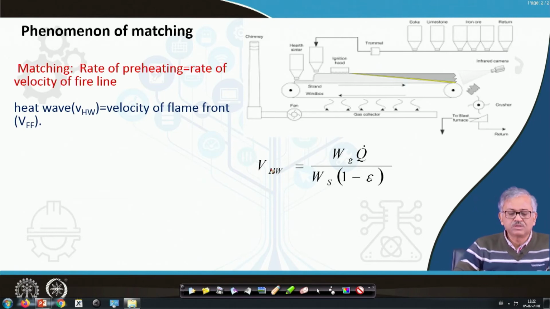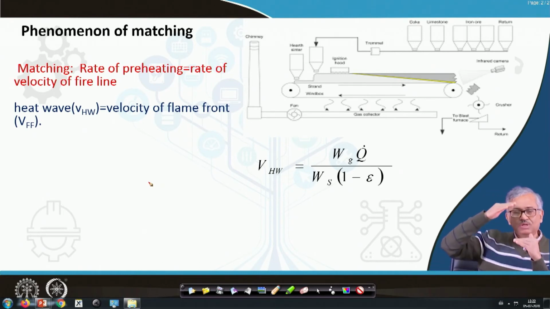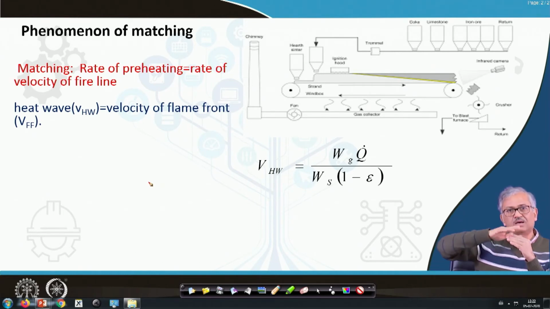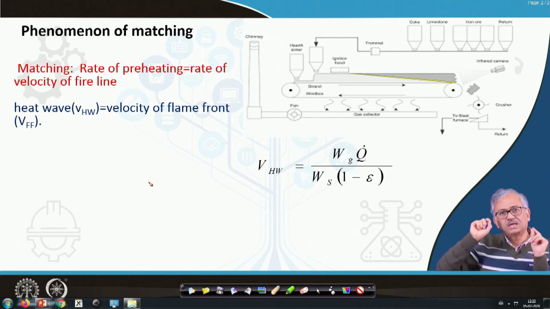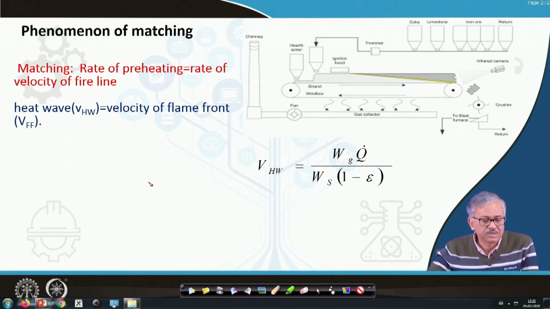And if this velocity of the heat wave becomes equal to the velocity of the flame front, then you will get the matching. When you get the maximum preheating and then the combustion takes place, that is called the condition of matching, and you can get the maximum temperature. Okay.